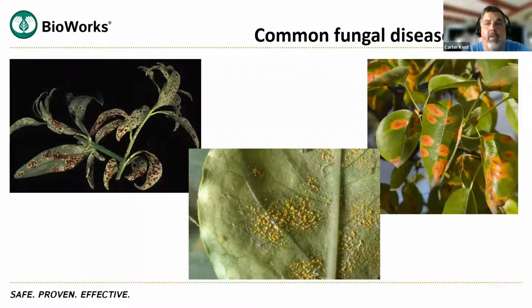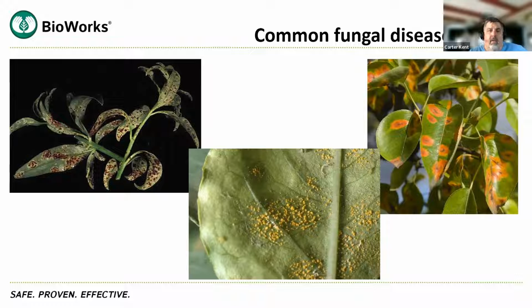So another common fungal disease is rust. Like powdery mildew, rust diseases are easy to identify. Rust fungi produce pustules of spores on the bottom side of the leaf. The pustules contain masses of rusty to orange colored spores.